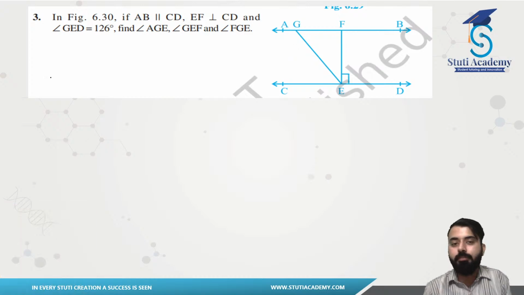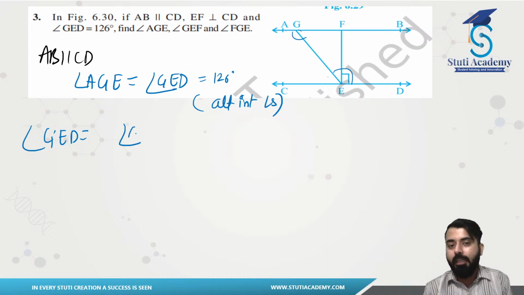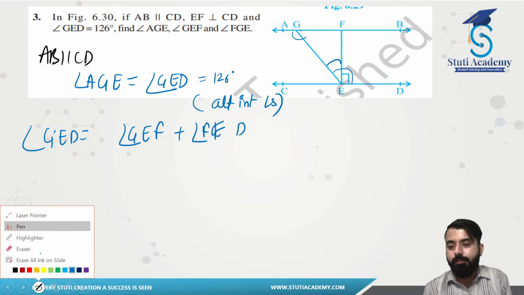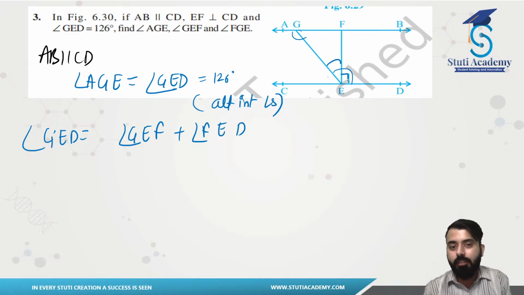So if I just do it here, I know AB is parallel to CD. So this implies angle AGE will be the same as angle GED. AGE, this one, GED, this one, equals 126 degrees, alternate interior angles. Now I also know angle GED is the same as angle GEF, that means this, plus angle FED, which is this one. Let me just write it neatly. So FED, which is this one, is 90, right?